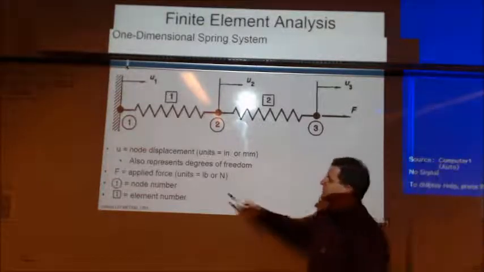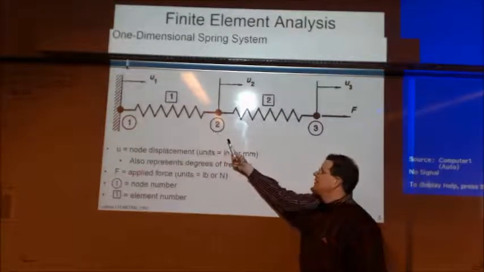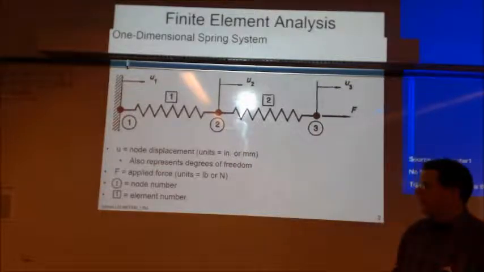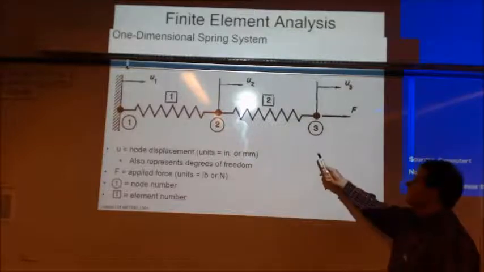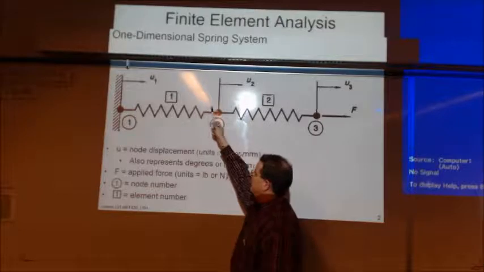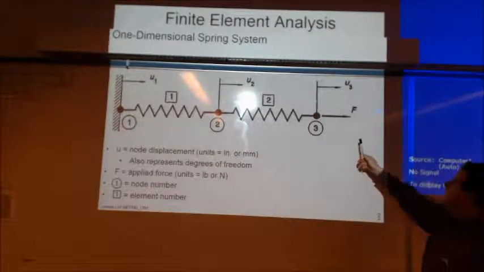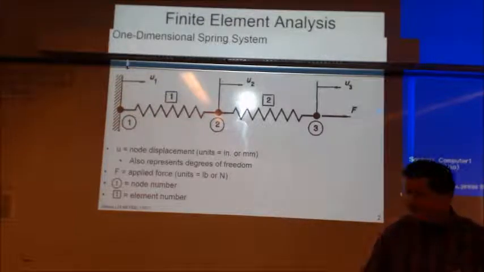So our node is depicted by a 1, 2, or a 3. A number inside of a circle is going to indicate a node. And then we have elements, which are going to be in squares. And we have 2 elements and 3 nodes connecting it all together. Our F force is attached to node 3.